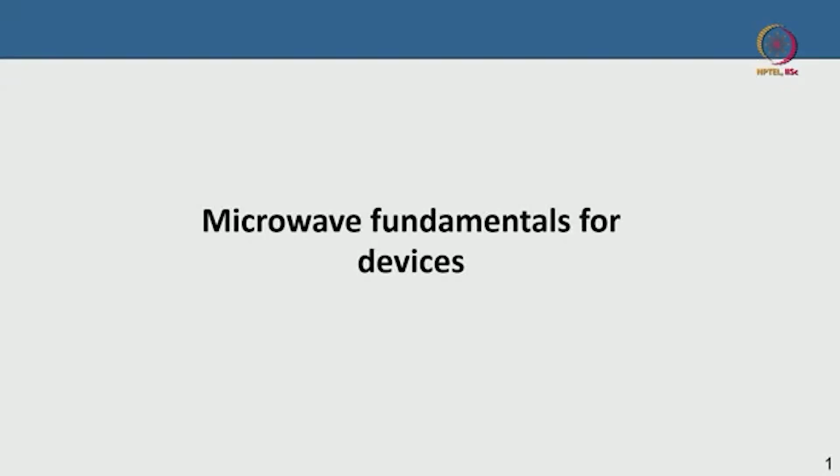So over to the whiteboard now. What we are going to do this week is, for those of you who already have some background in microwave fundamentals, a recap, and for those of you who do not have this background, an extremely basic treatment of the concepts that are required for appreciating the devices that we have discussed so far.